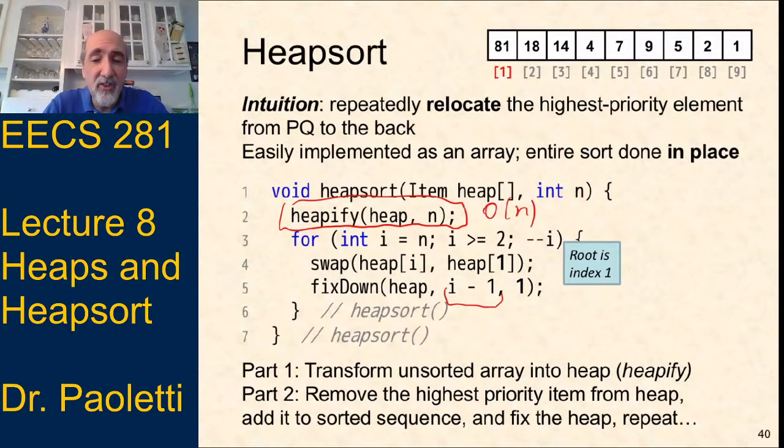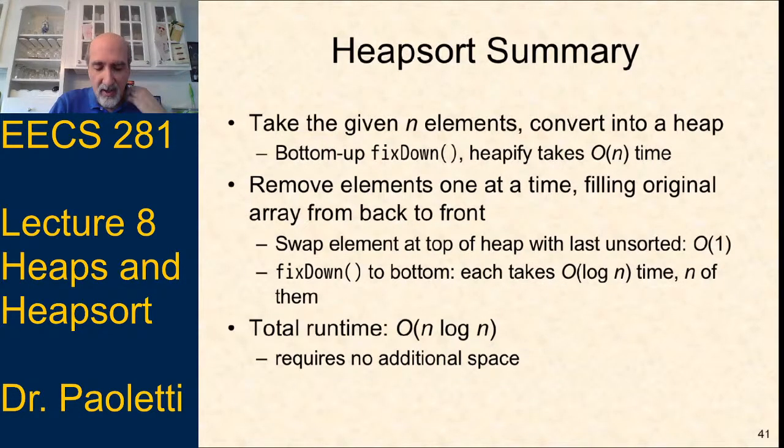Okay, so why is this n log n? Well, we did this O of n stuff, and once that was done, we did this loop. This loop is going to run n minus 1 times. Each time that it calls fix down, it's O of log n. So that's why we've got a complexity of n log n. We do those repeated swap and fix downs, it's O of n log n.